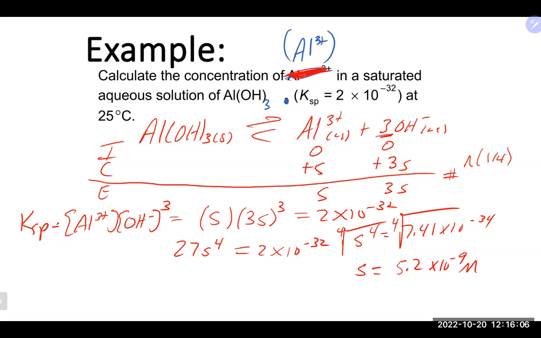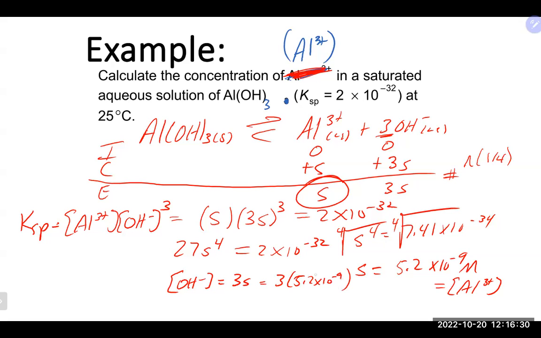That obviously would be our concentration of aluminum, as our table shows that the aluminum does equal S. What happens if I wanted the concentration of my hydroxide? What would it be? Since the hydroxide equilibrium is 3 times S, we would take 3 times the 5.2 times 10 to the minus 9. And that would get us something like 1.6 times 10 to the minus 8, or 2 if we rounded with the sig figs there.